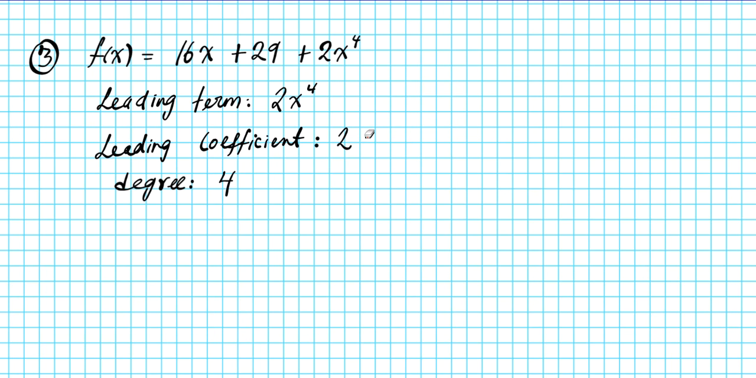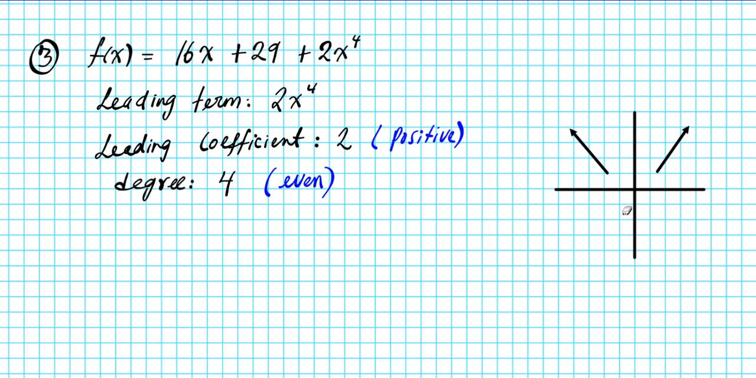Now, what is the sign of the leading coefficient? It is positive. How about the degree? The degree is even. Okay, so these two pieces of information can tell us what the end behavior is. Since it's even, we expect the polynomial to go in the same direction to the left and right. It's either going to rise together or fall together. Since the leading coefficient is positive, guess what's going to happen? The polynomial is going to rise to the left, and to the right.